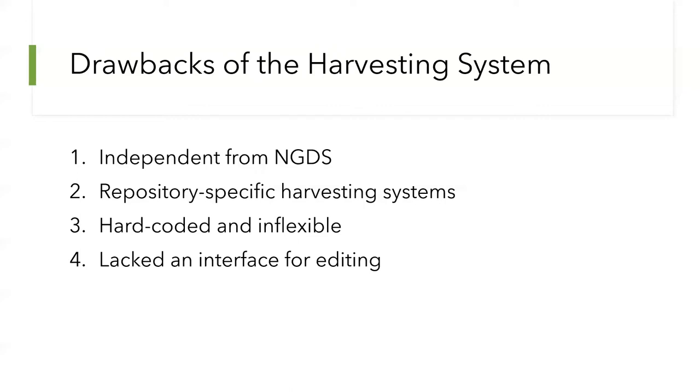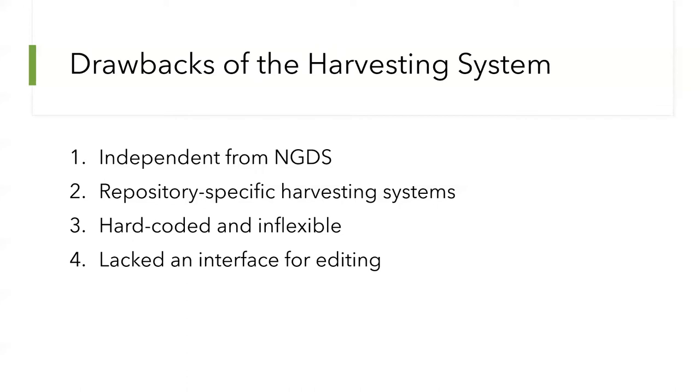Second, rather than having a single master translation system, multiple repository-specific harvesting systems were set up. This meant that each harvesting system had its own unique quirks, which made the maintenance process even more complex and expensive. Third, and perhaps most importantly, these harvesting systems were not intelligent or reactive in any way, and were nothing more than a hard-coded set of rules and instructions for translating from one metadata schema to another.